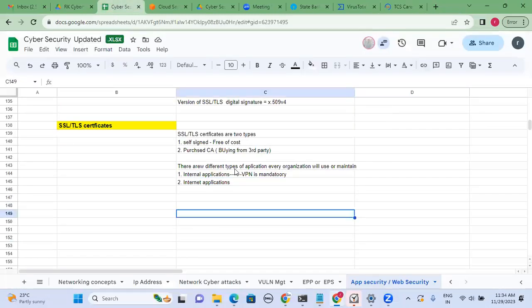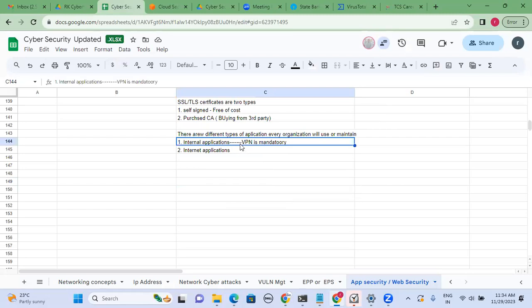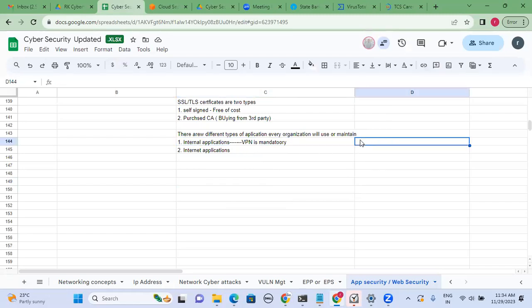Now I will explain what we have to use. For internal facing applications, we can use a self-signed certificate. Self-signed certificate is free of cost. For internet facing applications, we can use purchased CA. Okay. So now I'll provide the difference between self-signed and purchased CA.